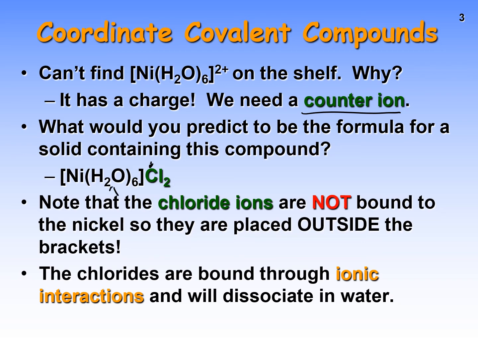So these waters here are attached to the nickel via a coordinate covalent bond. The Cl's are not. They're just straight up ionic interaction. We have a negative charge on our Cl's, we have a positive charge on our complex ion. They're attracted to each other. So it's a different type of bonding, and that's why it's important to keep them separate from each other.